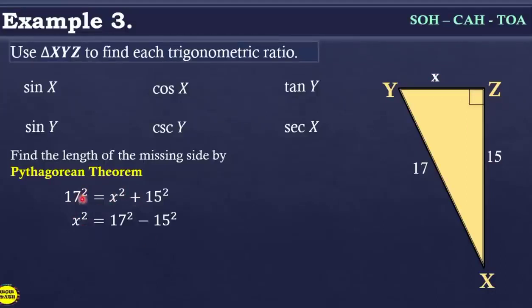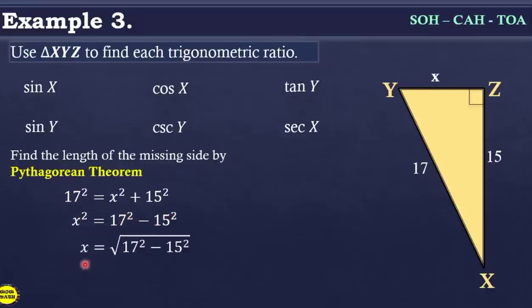So, your x squared is here. So, 17 squared minus 15 squared. Okay, baka may malito po dito ha. Pareho lang po ito kasi kung ito po ita-transpose natin, magiging minus. So, 17 squared minus 15 squared. And then, inayos lang po natin. Okay, so x squared is equal to 17 squared minus 15 squared.